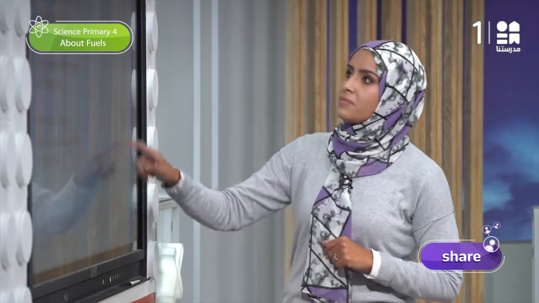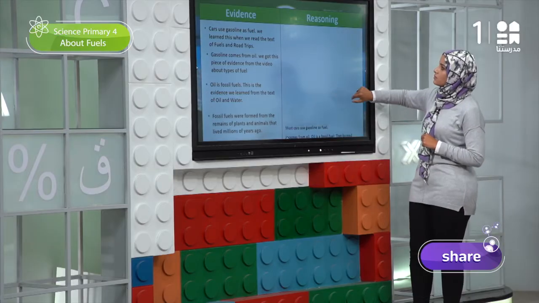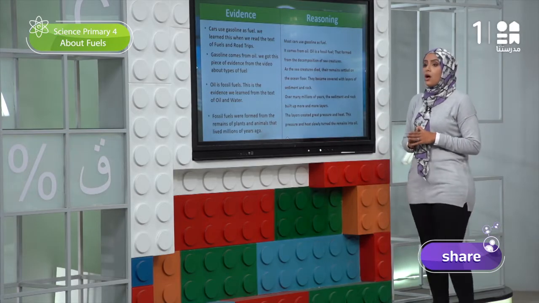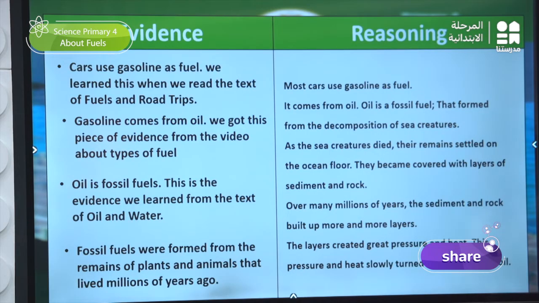Let's read what Ali wrote in reasoning. Most cars use gasoline as fuel. It comes from oil. Oil is a fossil fuel that formed from decomposition of sea creatures. As the sea creatures died, their remains settled on the ocean floor.